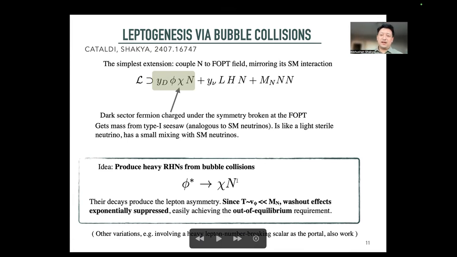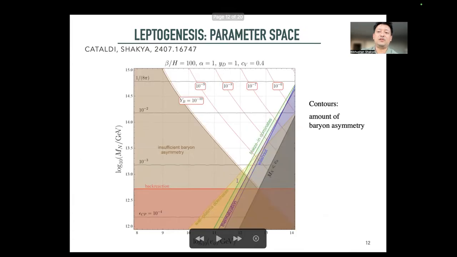There are other kinds of interactions between the background field and the sector containing the right-handed neutrino that will also get the job done. So you can again look at the details in this paper. But for now, I'll just focus on this one mechanism. And let's just look at the parameter space where leptogenesis works. So on the x-axis, I'm showing you the VEV of the background field. And on the y-axis is the mass of the right-handed neutrino.